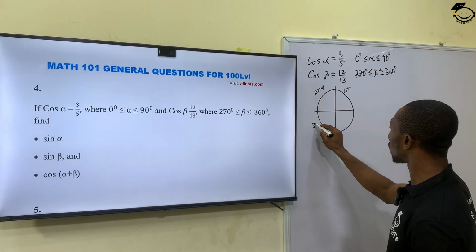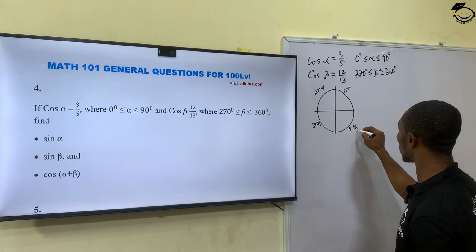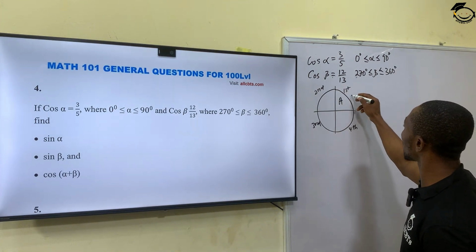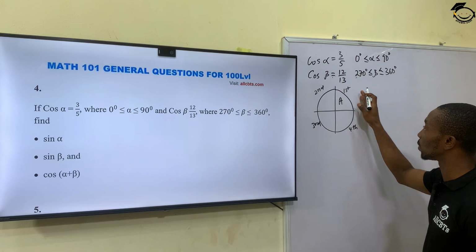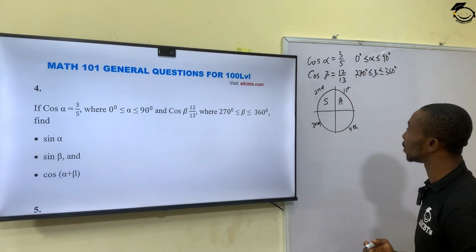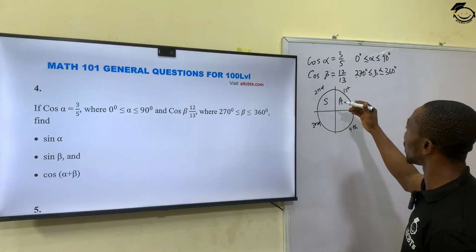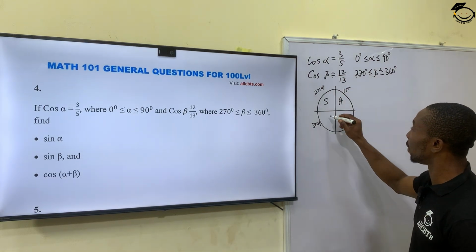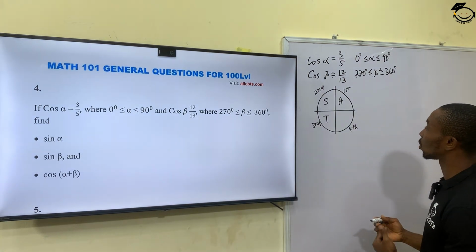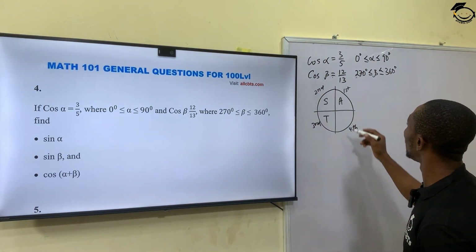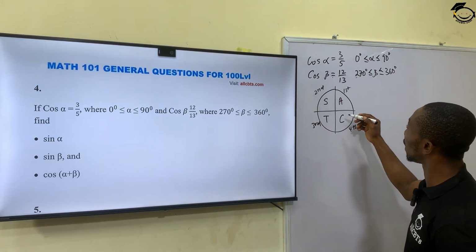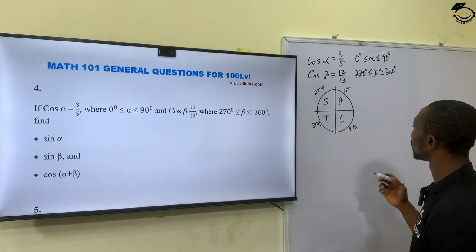third quadrant, and fourth quadrant. Now, in the first quadrant, all our sine, cosine, and tangent are positive. In the second quadrant, only sine is positive. Cos and tan are negative. In the third quadrant, only tan is positive. Sine and cos are negative. And in the fourth quadrant, only cos is positive. Sine and tangent are negative.